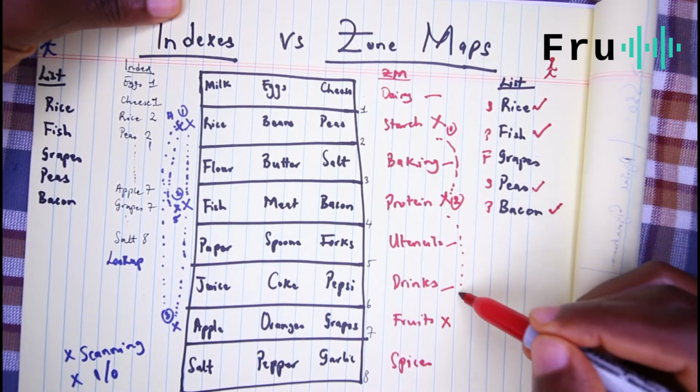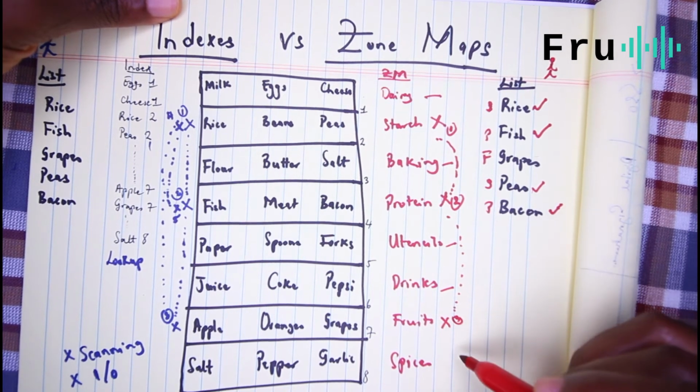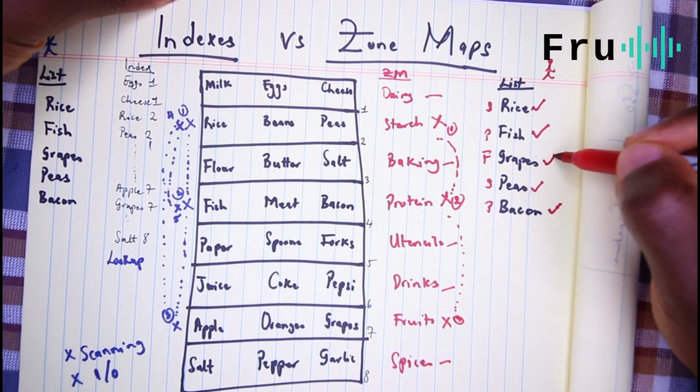I can make a stop at grapes. All right, and this is my third stop. And no spices, I can just simply skip that and I'm done. All right, let's make sure we check that.